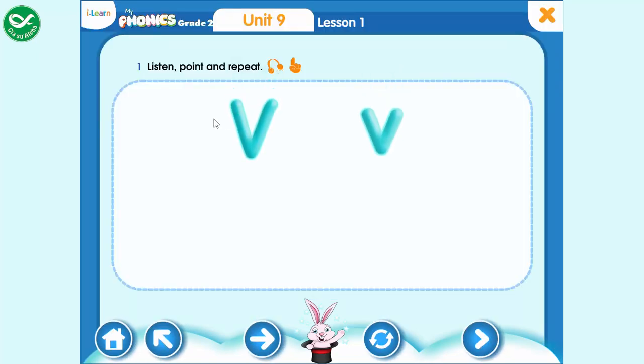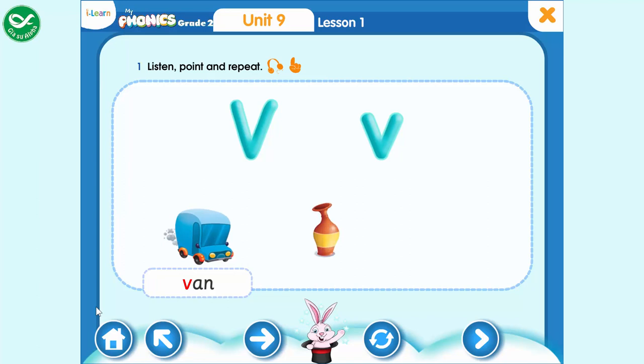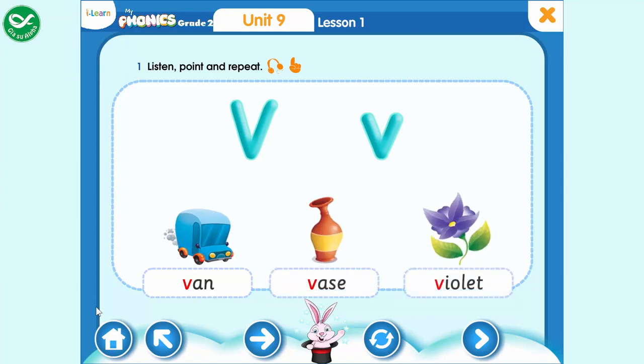This is the letter V. The letter V makes the V sound. Van. Vase. Violet. Van. Vase. Violet. Van. Vase. Violet.